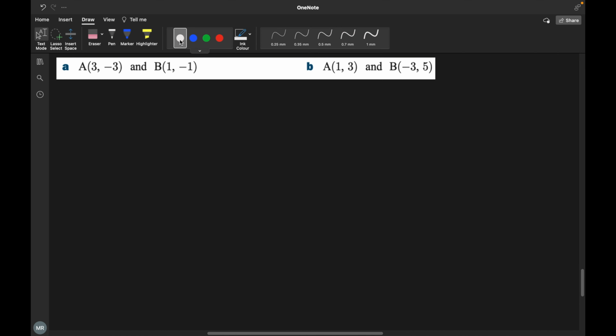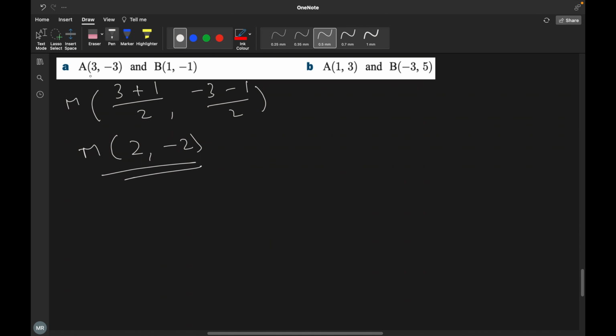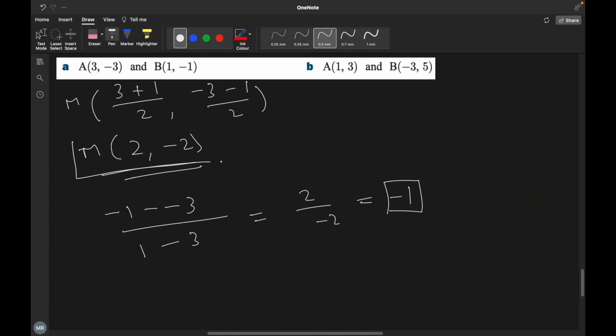So M would be (3 plus 1) divided by 2, comma, (negative 3 minus 1) divided by 2, which is 4 divided by 2, which is 2, and negative 2. So that's the midpoint. And now we'll find the gradient. So that would be negative 1 minus negative 3, divided by 1 minus 3. So that's going to be negative 1 plus 3, which is 2, over 1 minus 3, which is negative 2. So negative 1. So we have the gradient, we have the midpoint.